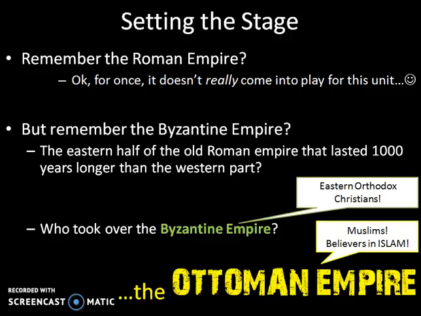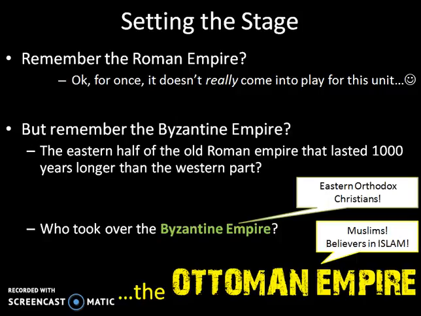Do you remember studying about the Roman Empire from Unit 1? Well, for once, it really doesn't come into play for this unit, just a little bit. The Roman Empire split into two halves around 300 CE, Common Era. The west half did not last very long after the split, but the eastern half did, and that eastern side became known as the Byzantine Empire. Eventually, the Byzantine Empire was overtaken by the Ottoman Empire.